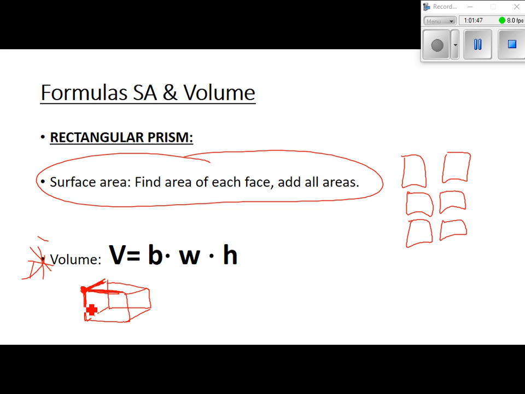Remember with volume again, it's cubic units. With surface area, it's square units.